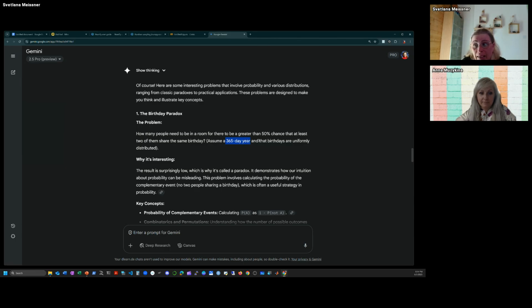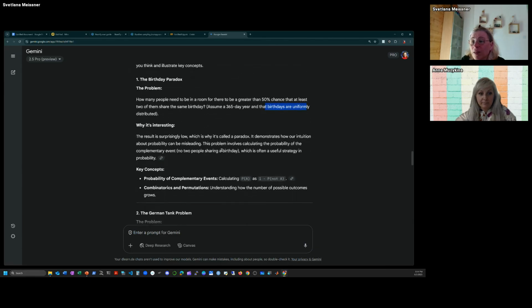And again, we are going to assume that birthdays are uniformly distributed, but this, at this moment, is just what we can assume. Actually, during the years it's also not uniform, which is a very interesting problem in demography, that birthdays are not equally distributed. But assuming this, we can calculate. The result is surprisingly low, which is why it's called a paradox. It demonstrates how our intuition about probability can be misleading.